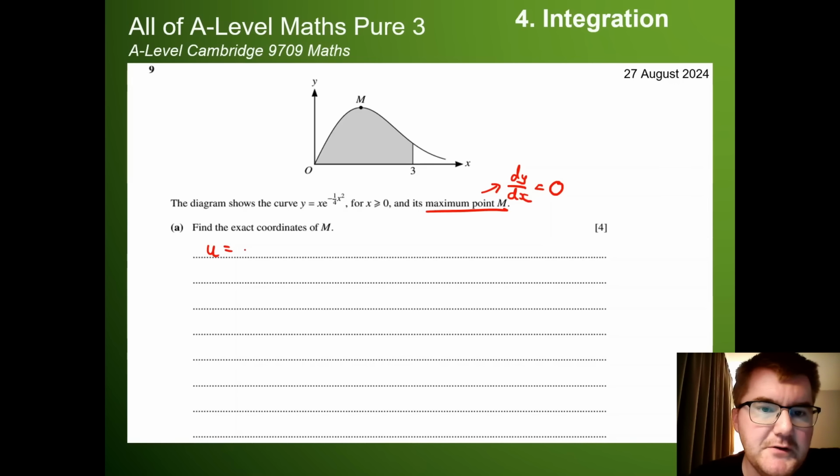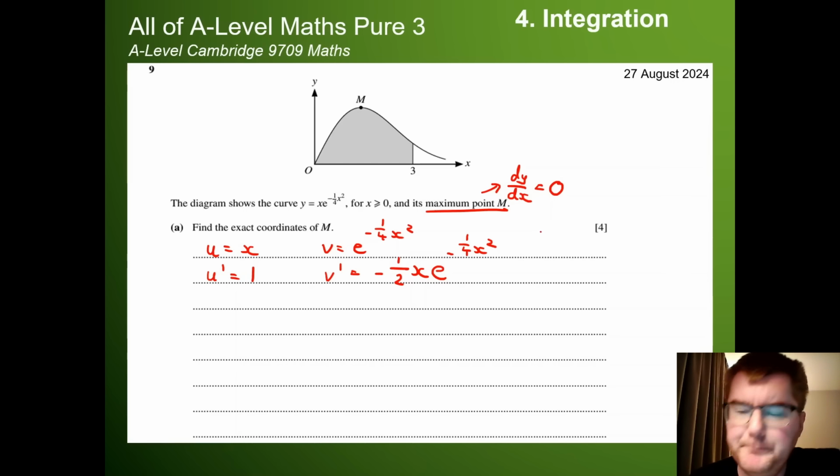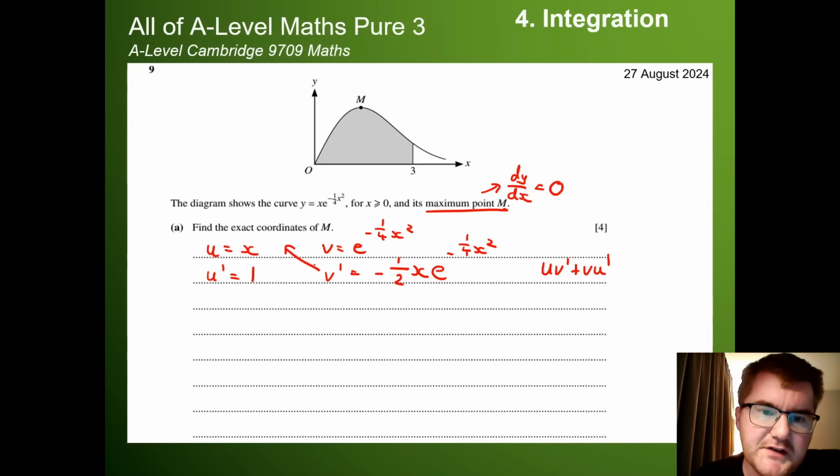So this time we've got u is equal to x, v is equal to the e function that we have here. If we differentiate, u dash is equal to 1, and v dash, let's be a little bit careful here. So the derivative of minus a quarter x squared, that's going to be minus a half x, and then we have the e function afterwards. And if we put into our product formula, remember, that's going to be uv dash plus vu dash. Again, this nice cross idea is quite useful when doing these problems.